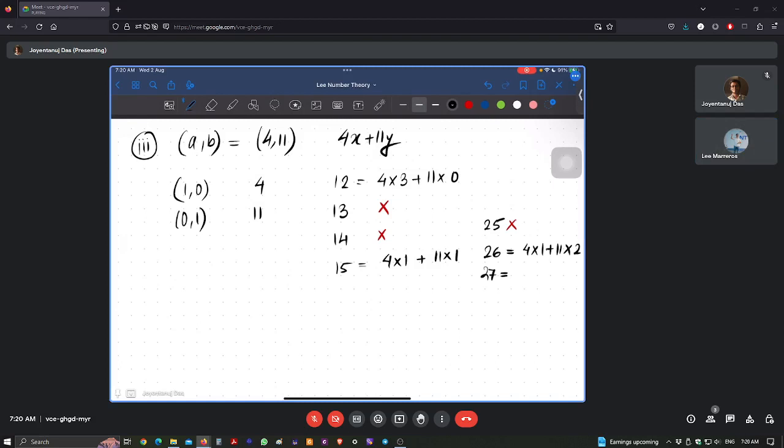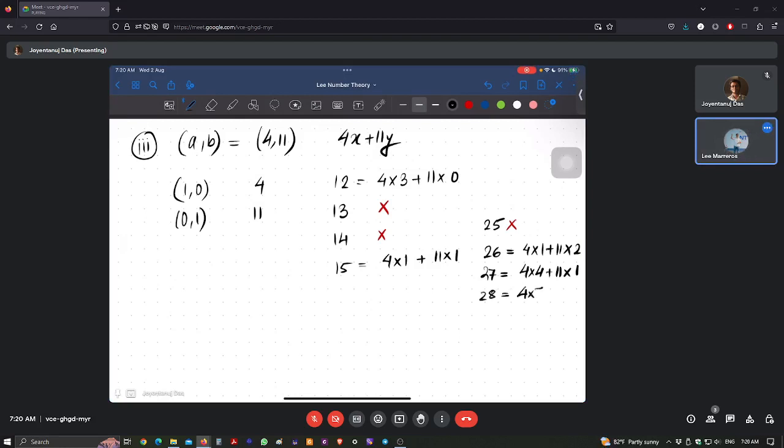27 we saw is possible. 27 is 4 times 4 plus 11 times 1. So it seems 28, maybe it's possible. What about 29? 2 times 4 and 2 times 11. 2 times 4 is 8, then that is 30. 29, no, maybe it's not possible. Wait, 29 is not possible.